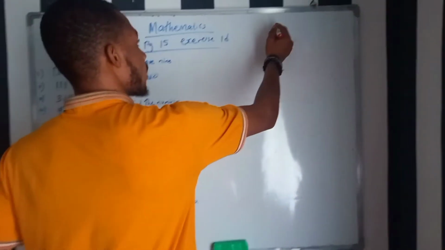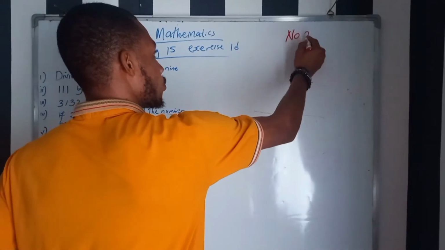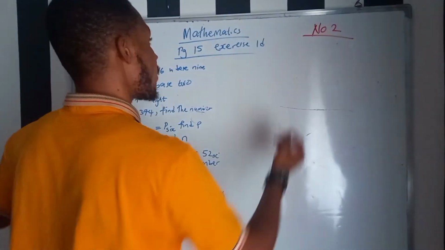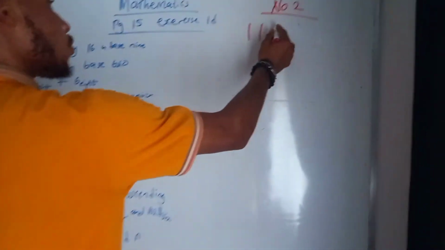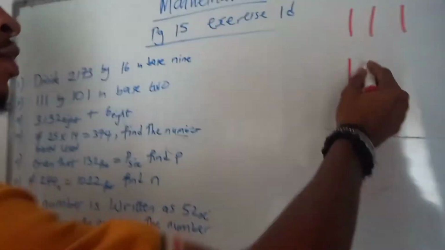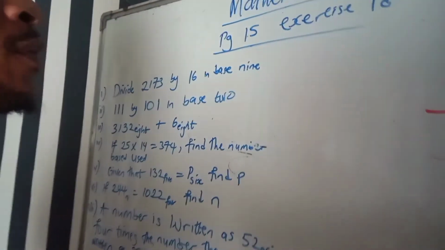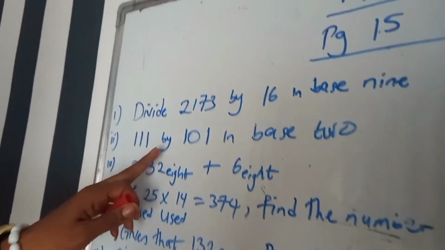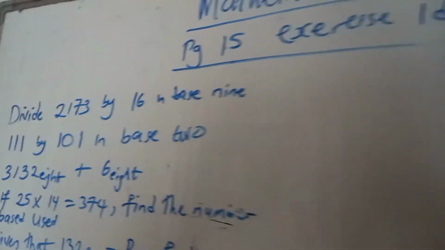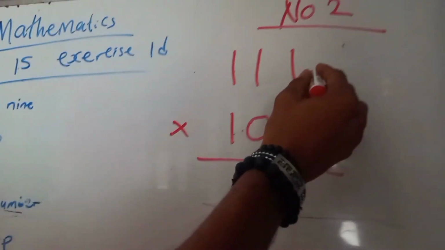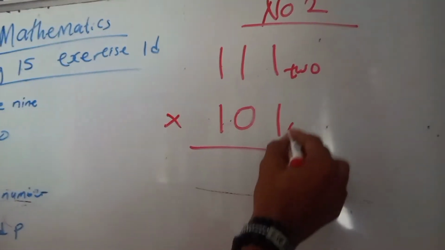Okay, we have number 2 here, the question we are on now. So we have 111,101. So we should multiply 111 by 101 in base 2, which you want to do now. So in base 2, mind you, in base 2.